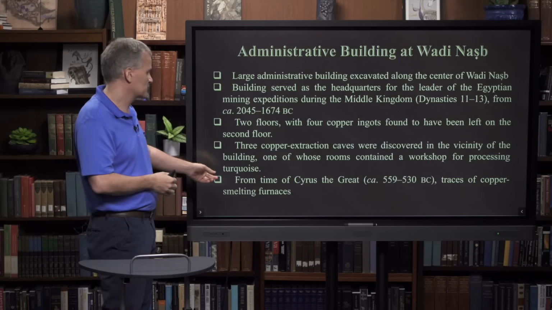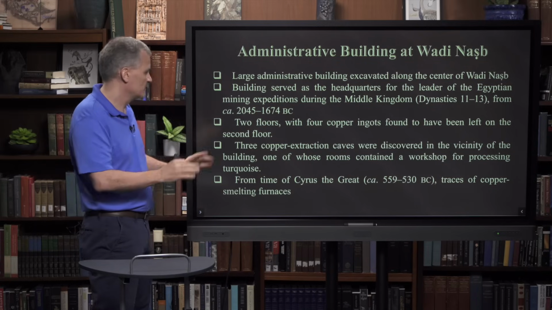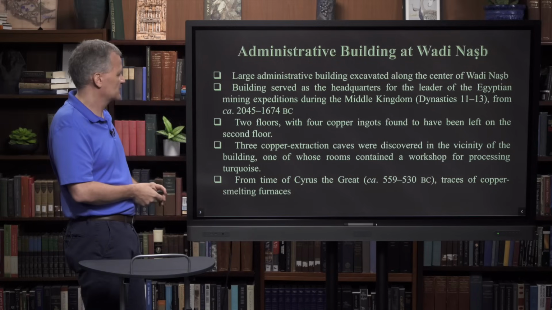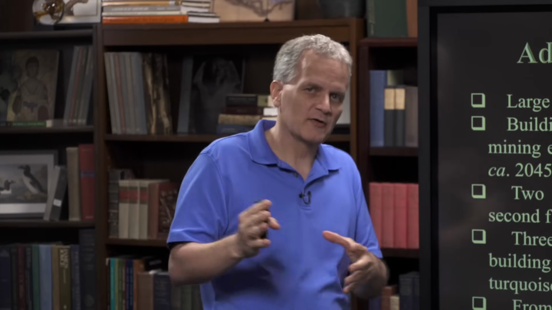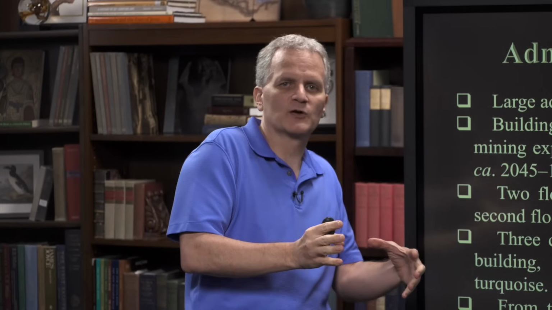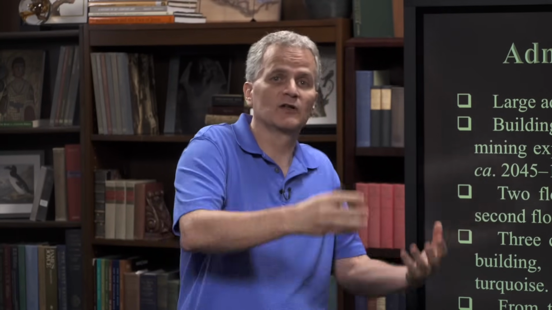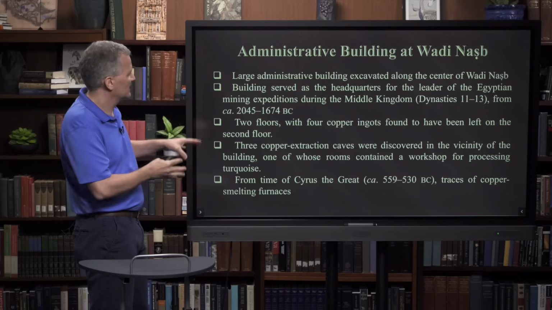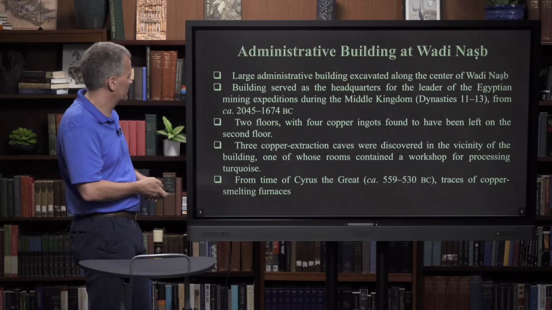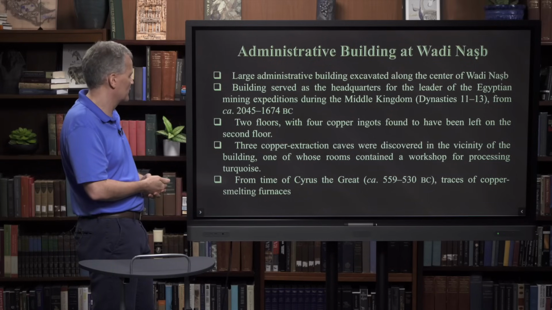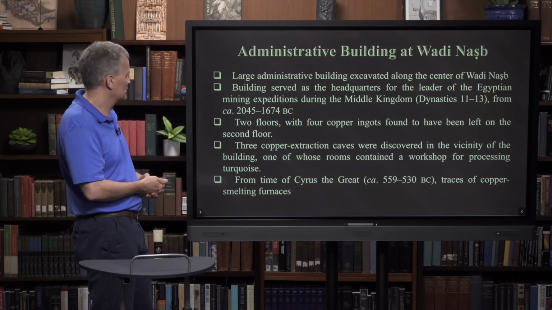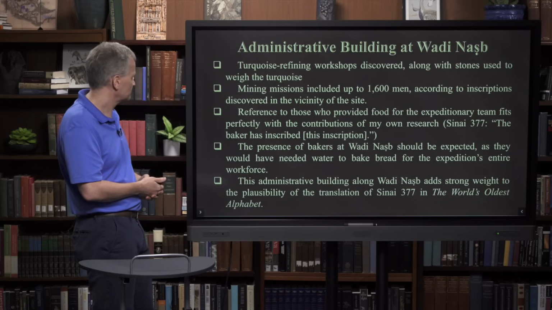From the time of Cyrus the Great, which is much later, that's in the 6th century BC, traces of copper smelting furnaces were found. So the whole point is, even later throughout history, after the events that are recorded in the Old Testament, still the mines here were used and the facilities were used, as well as this administrative building. So it covered a good portion of 2 millennia.